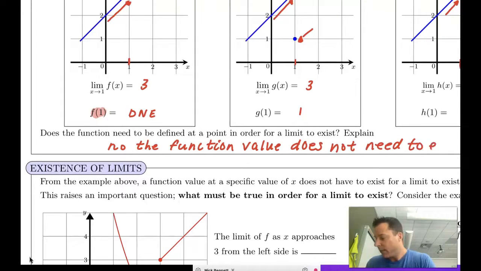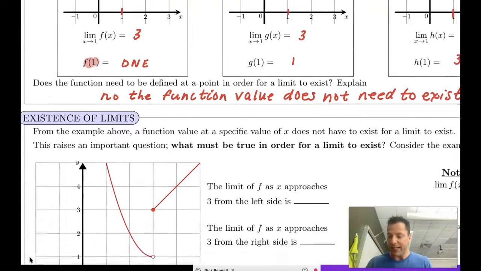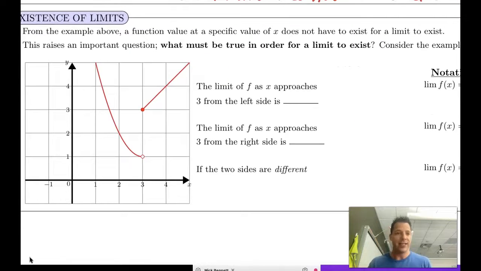Okay? It doesn't need to exist. Remember, the limit is a function value that we are approaching. It doesn't say it has to be that function value. It's just the number that we are approaching. So let's talk about this idea. When does a limit exist?